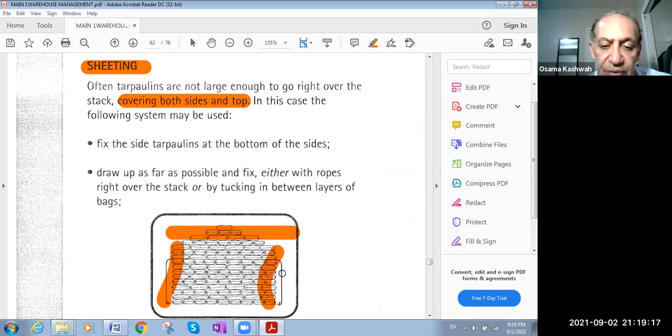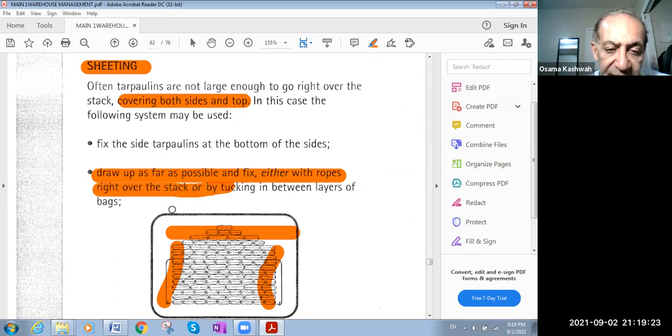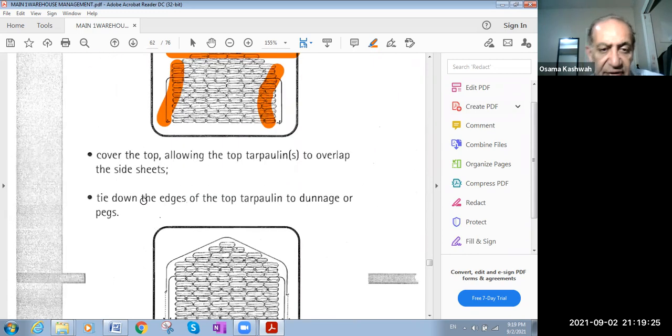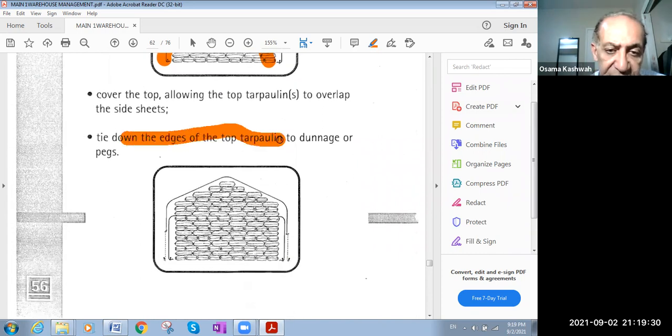And you should fix it with ropes. Draw up as far as possible and fix the ropes right over the sticks. Cover the top also and tie down the edges of the top to the dunnage. You will tie it down here on the dunnage itself.